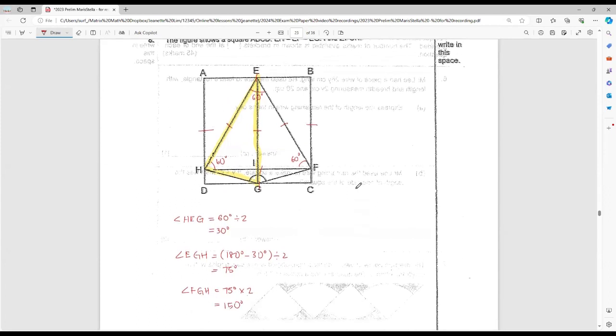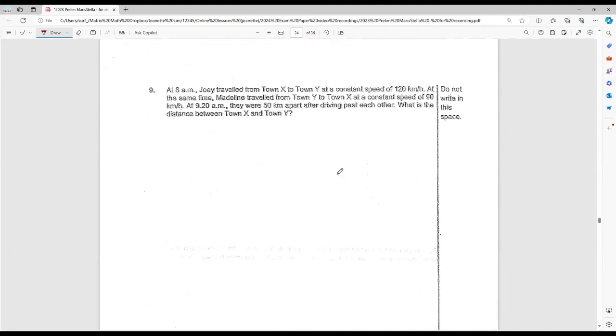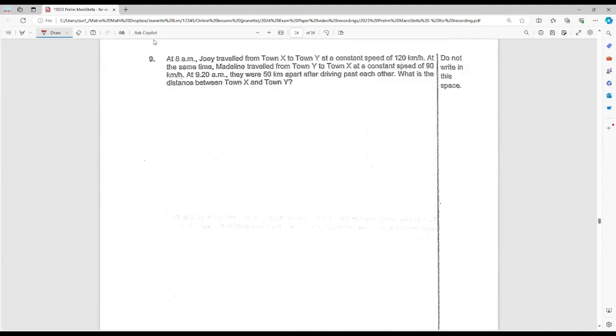Question 9, speed question. At 8 a.m., Joey traveled from X to Y at a constant speed of 120 km per hour. At the same time, Madeline traveled from Y to X at a constant speed of 90 km per hour. At 9:20 a.m., they were 50 km apart after driving past each other. What is the distance between town X and town Y?